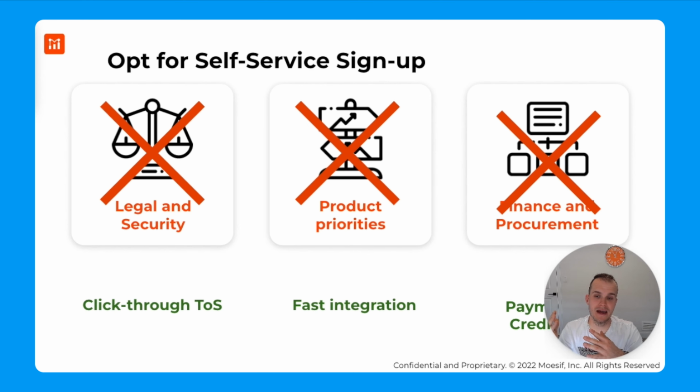How do we get around that? Well, we can do click-through terms of service. We can do fast integration. If there are product priorities that are backlogging the integration with your API, and you make it easy to use, it could be a quick win. That means product priorities are not going to have as much of a factor because it'll be a quick win and a quick implementation. And lastly, for finance and procurement, make it payable through a credit card payment.